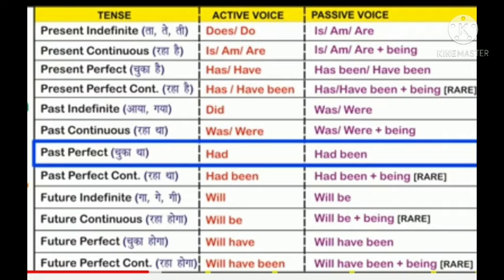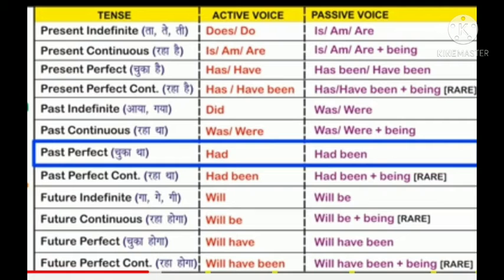Third category, present perfect. In present perfect, we use has, have. But while converting present perfect active into present perfect passive voice, we are going to use either has been or have been. So according to the subject, we are going to use. If subject is he, she, it, or any name, then we are going to use has been. If I, we, you, they, then we are going to use have been in the passive voice.